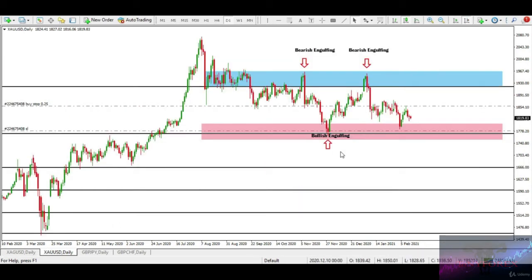This is also very interesting and recent price activity on daily charts of gold. The first bearish engulfing pattern was at a resistance zone and gold price continued declining for more than 10 trading days. And then once price reached the key support zone, a bullish engulfing pattern appeared, signaling buyers entering in large numbers at this support level.